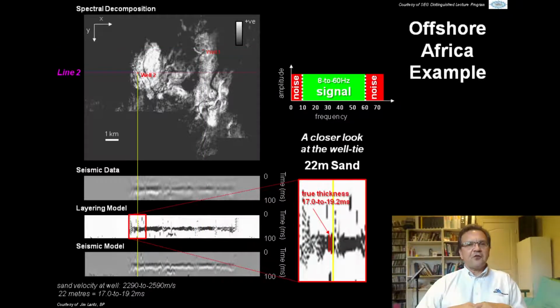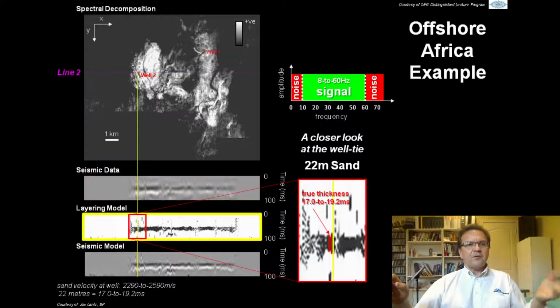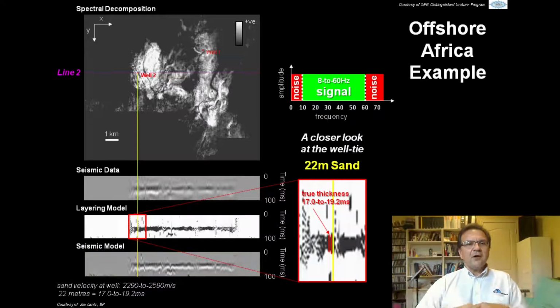Now here's another cross-section, this time through the second well. This well intersected the sand on the downthrown side of a fault. Here once again is the input data, the predicted spectral layering, and a seismic model derived from that layering. In this case, the target sand thickness was 22 meters, a thickness just on the resolved side of traditional tuning thickness for the given wavelet. 22 meters, in this case, corresponds to 17 to 19 milliseconds of two-way travel time.